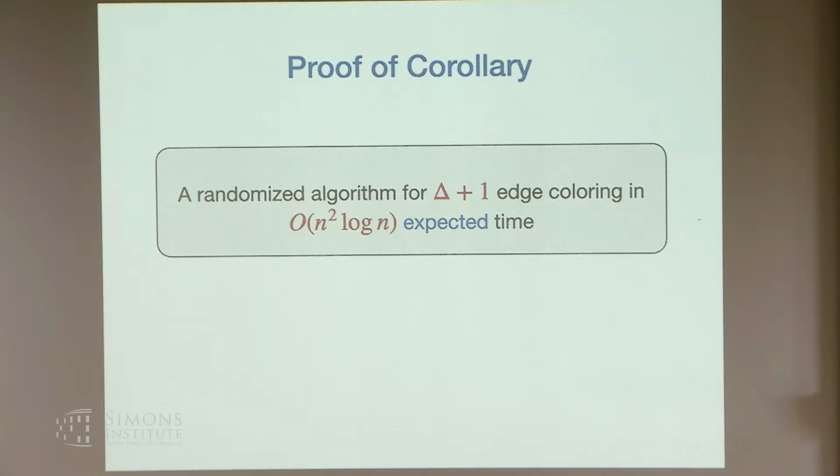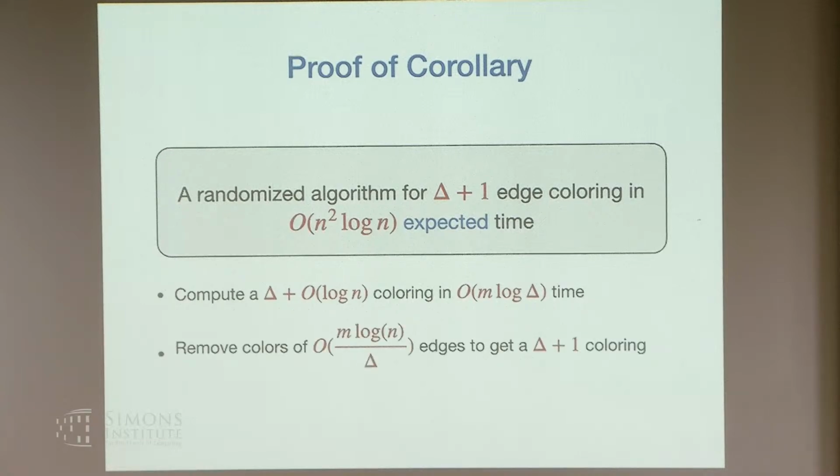Let me show you this proof. This is a 1-line proof at this point, now that we have the other result. So find the delta plus log n coloring of your graph in near linear time. You have log n extra colors. Look at the color classes that are smallest and throw out their colors. Now you have a delta coloring, for instance, or delta plus 1 coloring. How many edges do you throw out? You partition all your edges among roughly delta colors, and you're throwing out a log n fraction of them. So these many edges become uncolored.